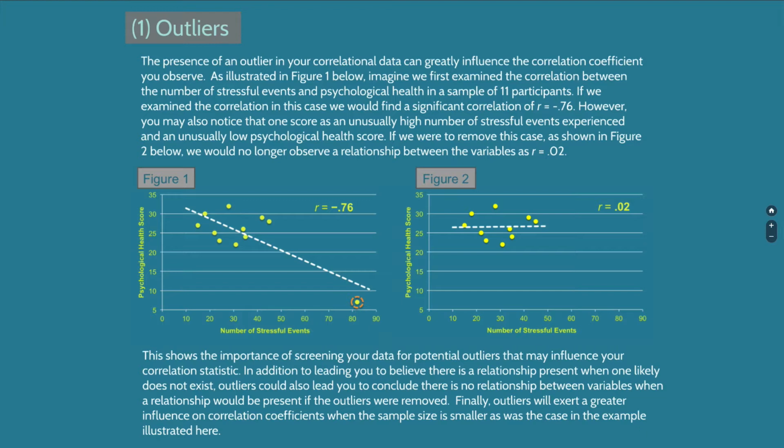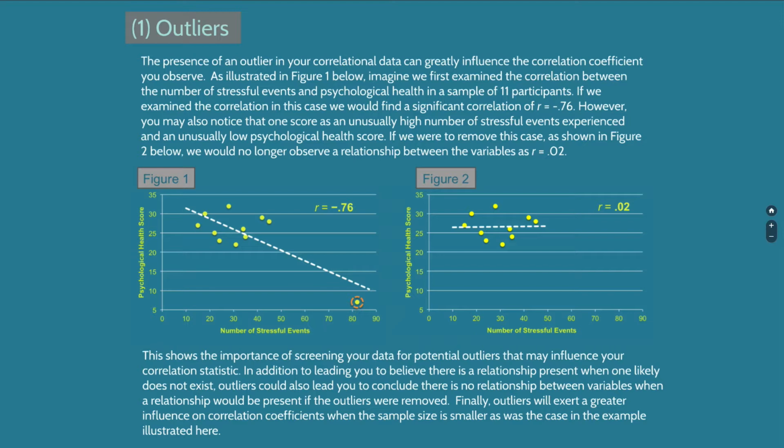However, you may also notice that one score has an unusually high number of stressful events experienced and an unusually low psychological health score. If we were to remove this case, as shown in Figure 2 below, we would no longer observe a relationship between the variables, and the r would be equal to 0.02. This shows the importance of screening your data for potential outliers that may influence your correlation statistic.